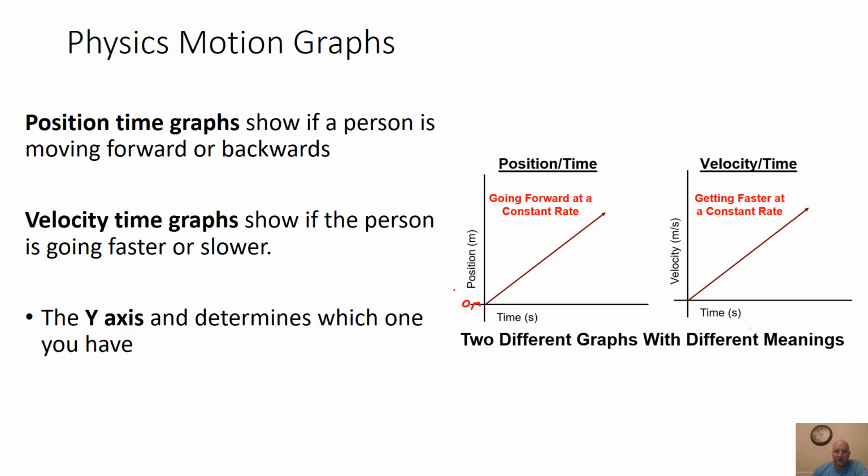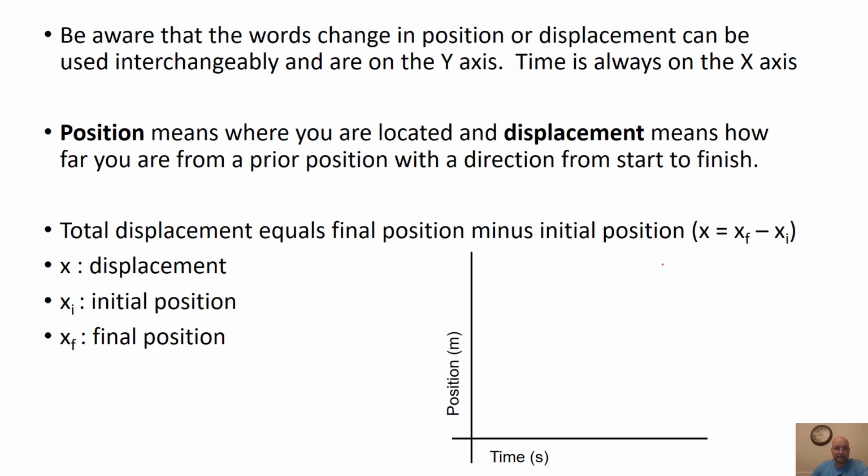Whereas this is just, if you're going up, you're going forward. If you're going down, you're going backwards. It's pretty easy to see. On this one, if you're going up, you're going faster. If you're going back, you're going slower. And so we'll see those in a future lesson.